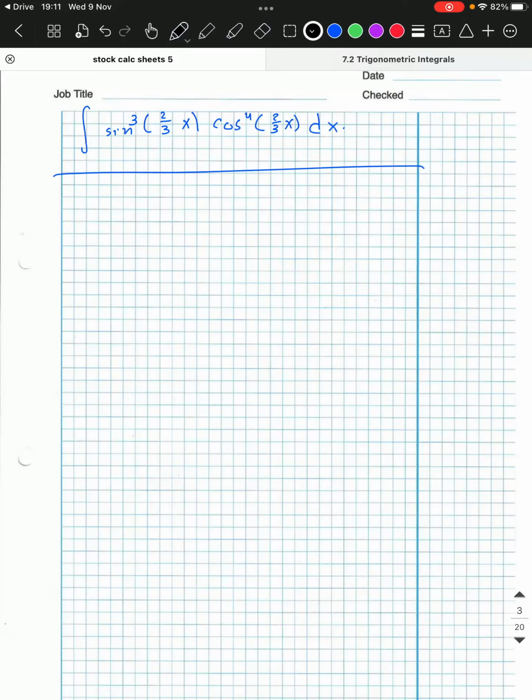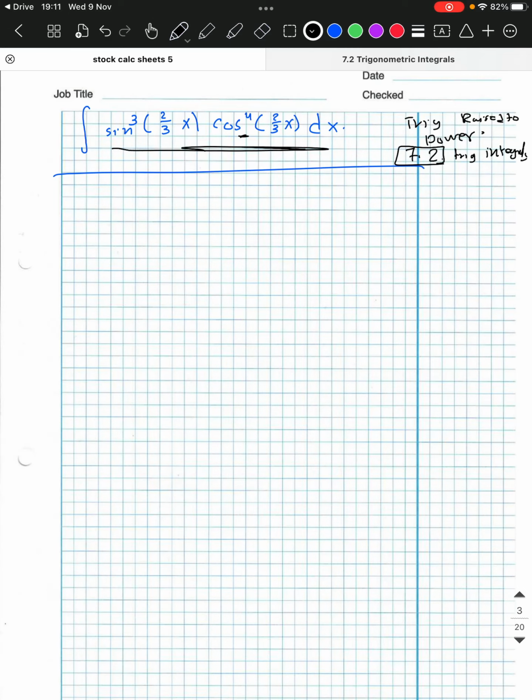Okay, we have this question now: sine cubed, cosine to the power 4. Since we have trig raised to a power, I suspect chapter 7.2, which is trigonometric integrals. Of course, since I have a trigonometric integral, I'm going to use identities.